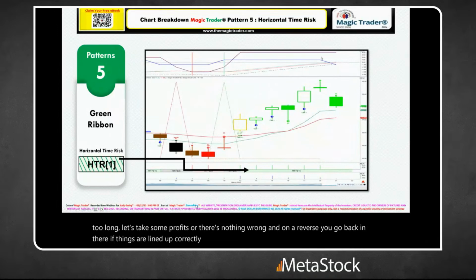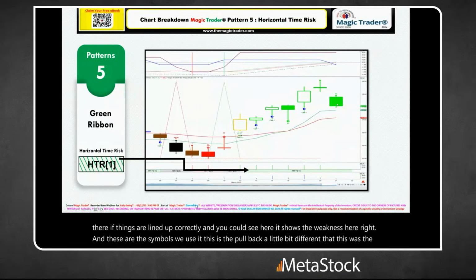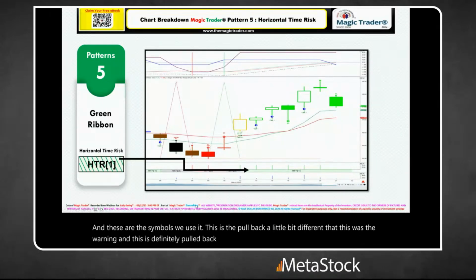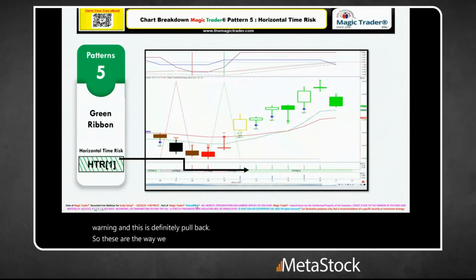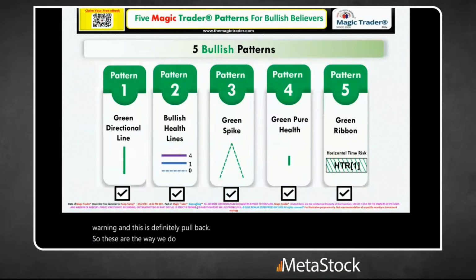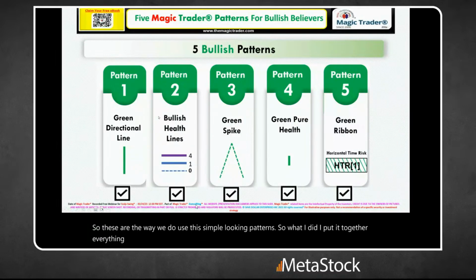And you could see here, it shows the weakness here, right? And these are the symbols we use. This is a pullback. They'll be different: this was the warning, and this is definitely a pullback. So these are the ways we use these simple looking patterns. So what I did, I put everything together, right? And in an easy to remember form.